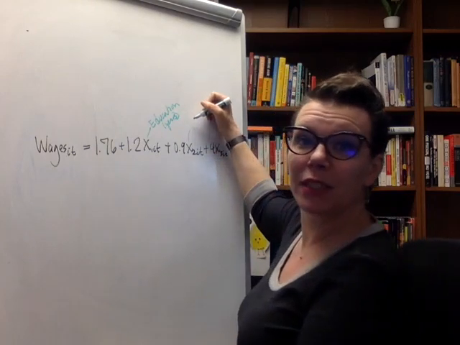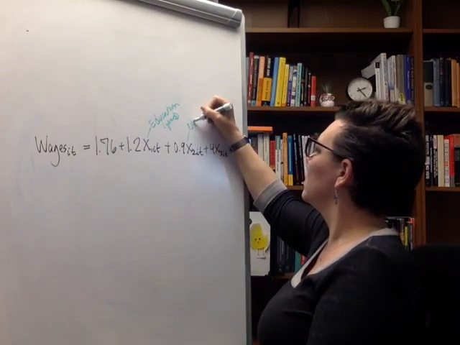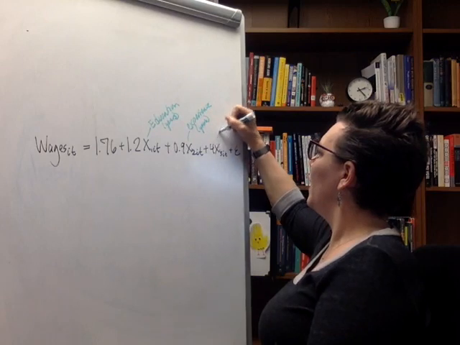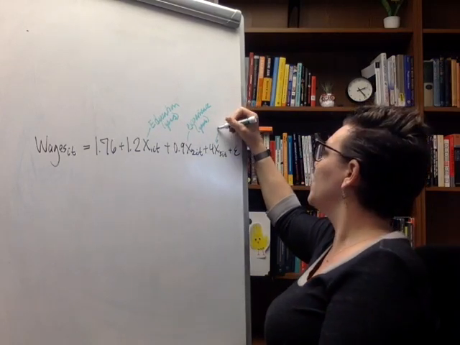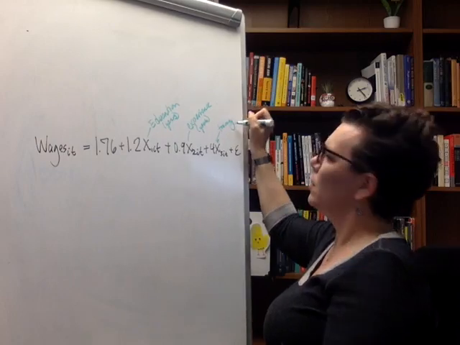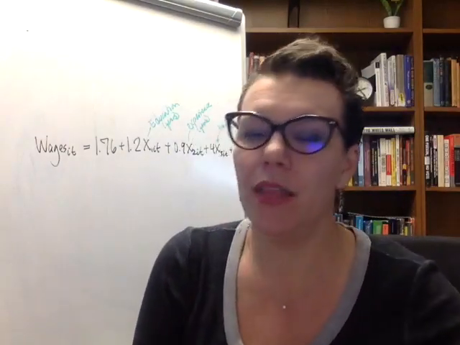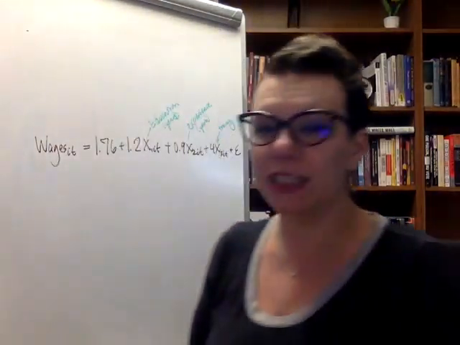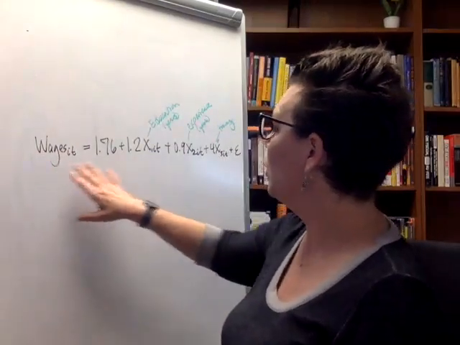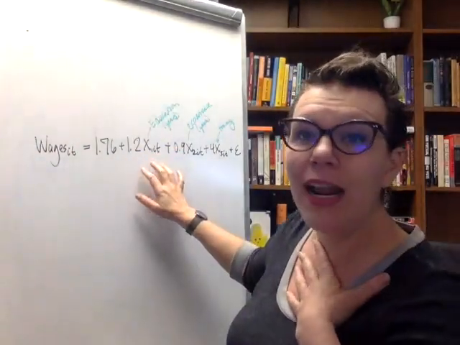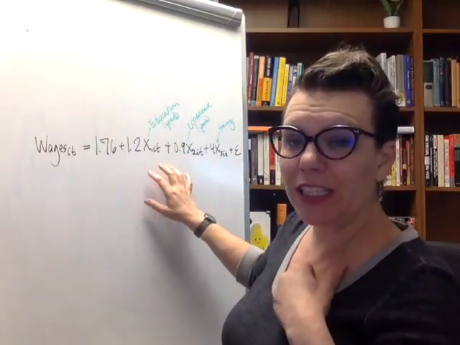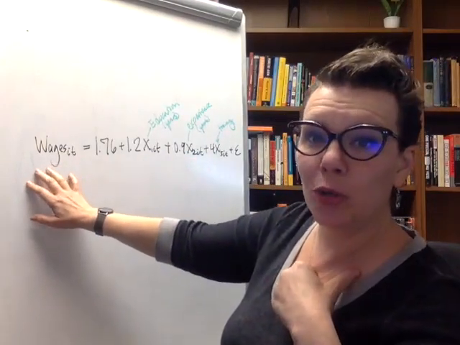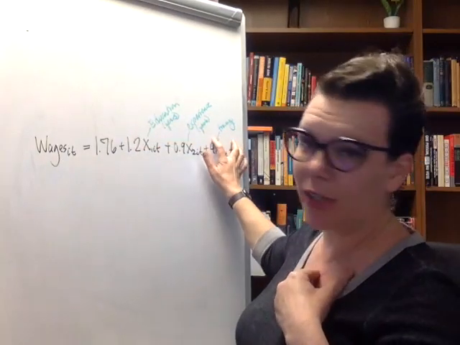X2 is experience in years. And then X3 is whether or not you've had a training program. So we've got a couple of different questions that focus on interpreting this regression equation. What we want to remember when we see regression analysis is that the x's are our independent variables, our explanatory variables, and they are having some marginal effect on y. So we're determining wages, in this case, with education, experience, and training.